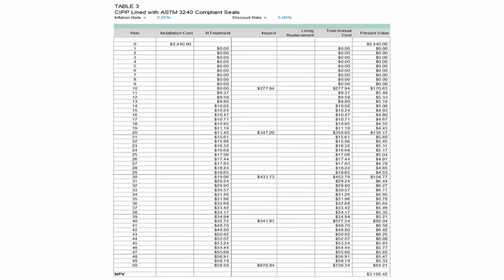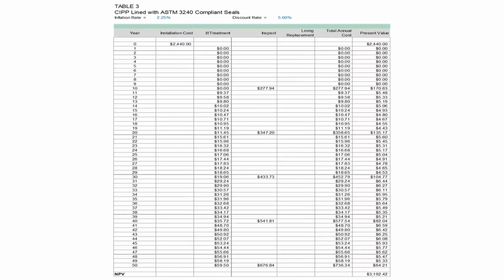Then you get to the CIPP with the ASTM F3240 compliance seals. The installation cost, well, there you go. There's the problem. $2,440 cost up front. You're buying more with the gaskets, but there's a more weighty installation cost up front.